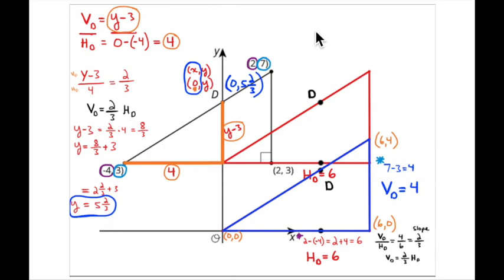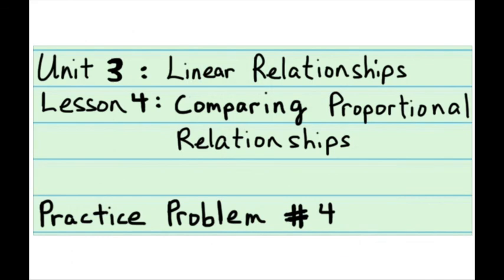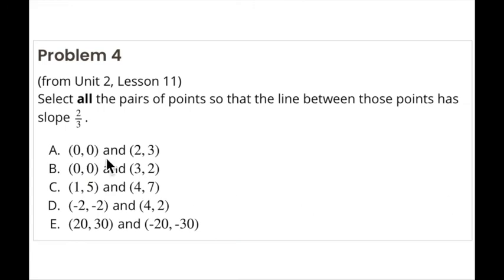I would go through the video, stop it, think about it, write things down, try to do the problems on your own. Keep practicing. This is practice problem number 4. And what they do in this problem is they give you 5 points, pairs of points, and they ask you to calculate the slope between each of these pairs of points and identify each of the ones that give you a slope of 2/3.